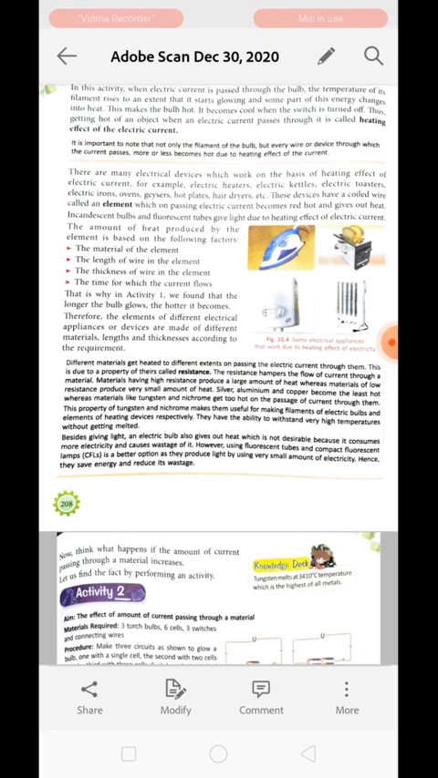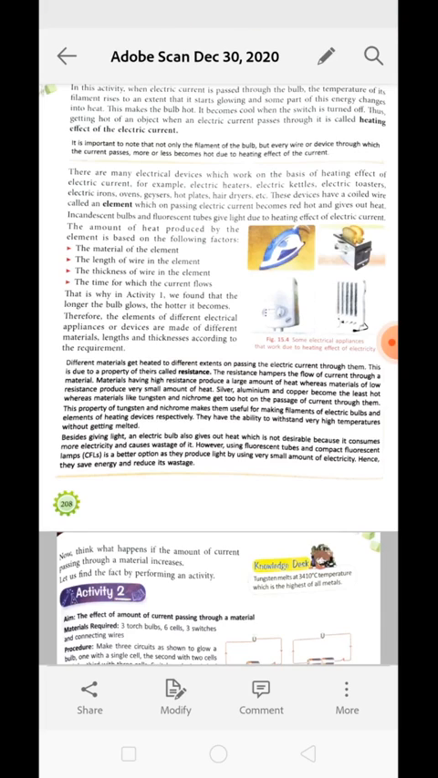The amount of heat produced by the element depends on the following factors. There are some factors which affect the amount of heat generated in the wire. What are the factors? First, the material of the element. What type of material has been used to make the coil of wire? That is very important. Second is the length of wire in the element. If the length is large, the heat created will be larger. If the length is short, then the heat will be less.